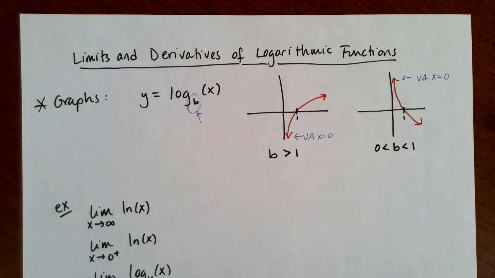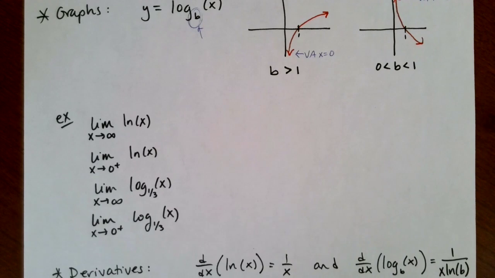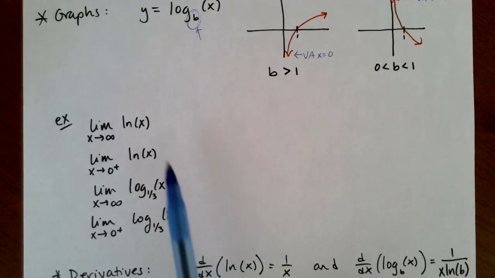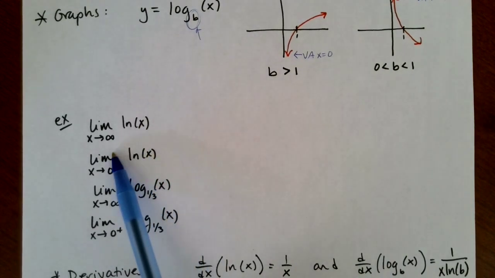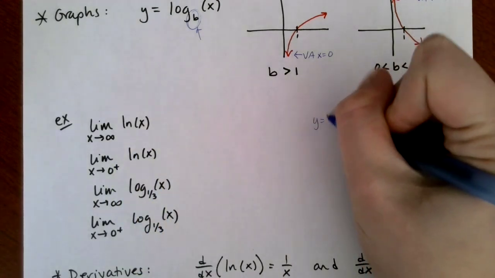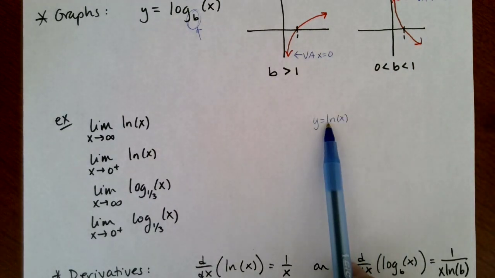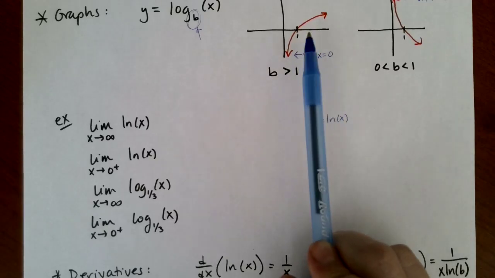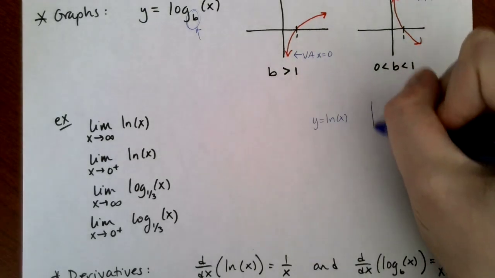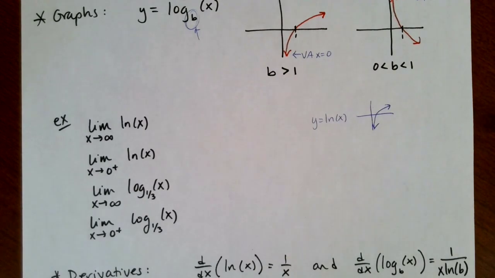All right, so these general graph shapes are enough for us to pull off a great deal of limits that involve logarithms. So that's what we'll talk about in these next few examples. The first two examples here are limits that involve the function ln of x. So off to the side here, I'm going to think about what that graph looks like. ln of x is log base e, and e is about 2.7, so it falls into this graph type here.